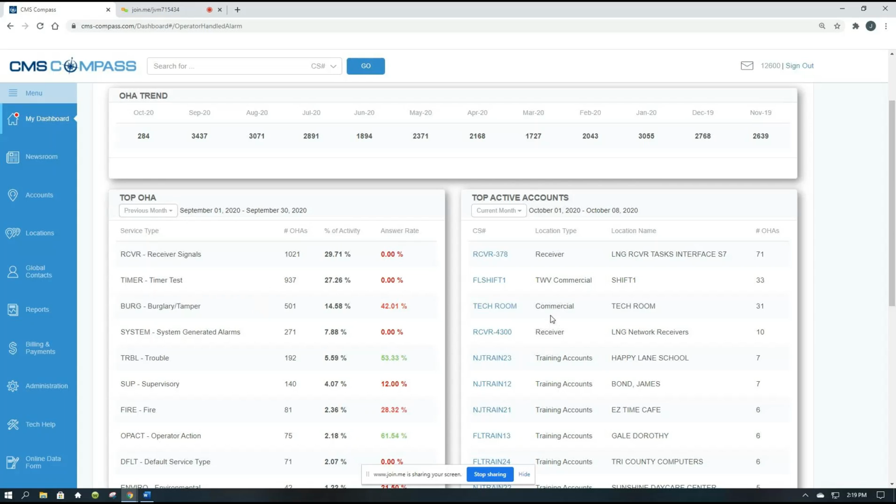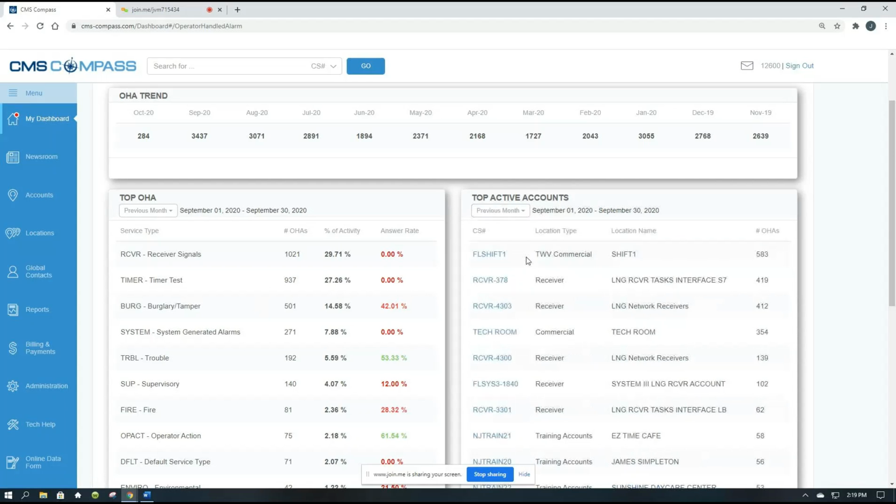Now over here on the right-hand side in this widget, you're looking at the active accounts. So this is a really good one to look at. Again, let's change this to the previous month so we have a full working month. And you'll see here, this is going to show you your most active accounts. Do you have some accounts out there that are sending a lot of OHAs? Are they the violators that you need to look at? In this case here, for my dealer, yes. I've got probably 3, maybe 4 that make up a majority of my 3,437 signals.